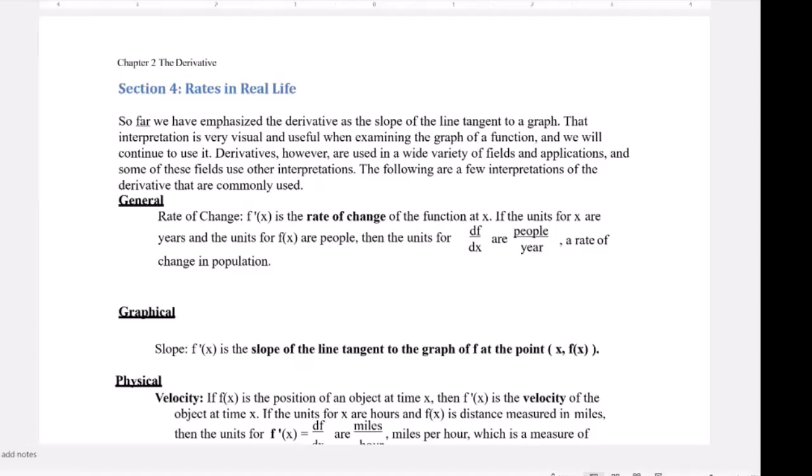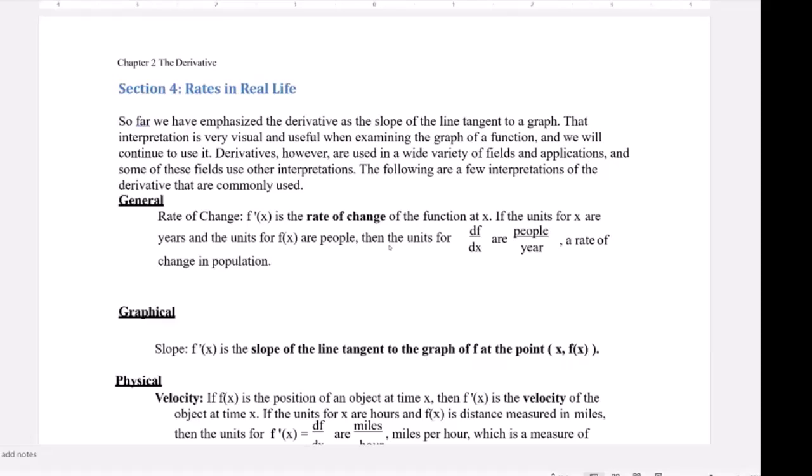Welcome everyone to Chapter 2, Section 4, Rates in Real Life. So far, we have emphasized the derivative as the slope of the line tangent to the graph. That interpretation is very visual and useful when examining the graph of a function, and we will continue to use it. Derivatives, however, are used in a wide variety of fields and applications, and some of these fields use other interpretations. So the following are a few interpretations of the derivatives that are commonly used.